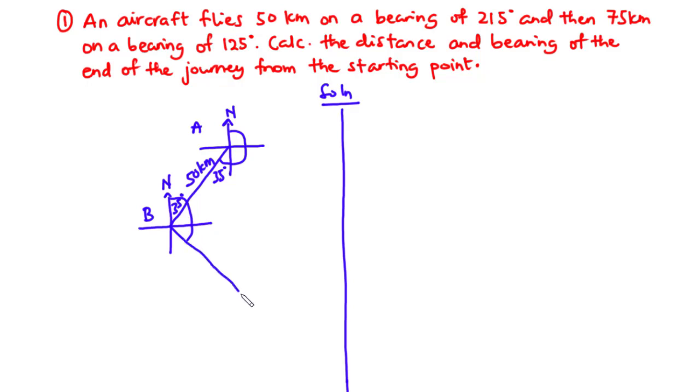And then the aircraft flies from point B to point C at a distance of 75 kilometers. So let this be point C, and this happens to be the end point of the journey. So the whole of this angle is 125. This is 35 degrees. Now let's close the triangle.